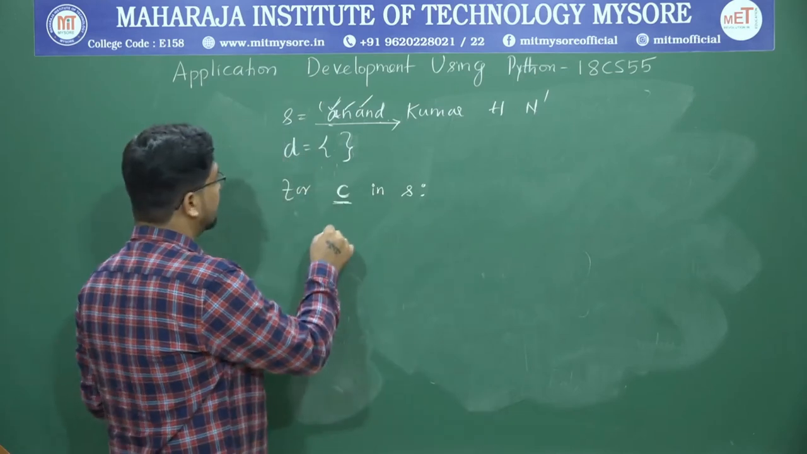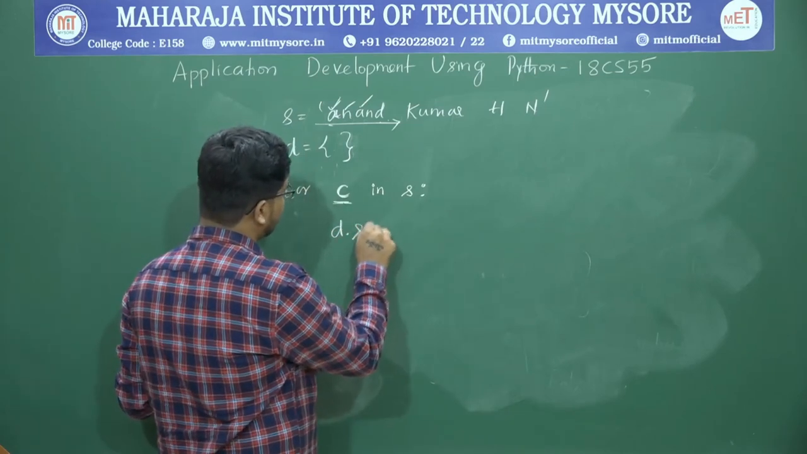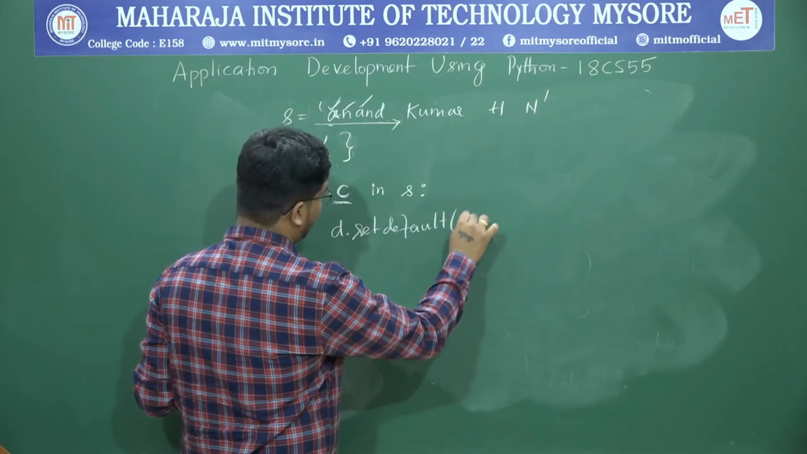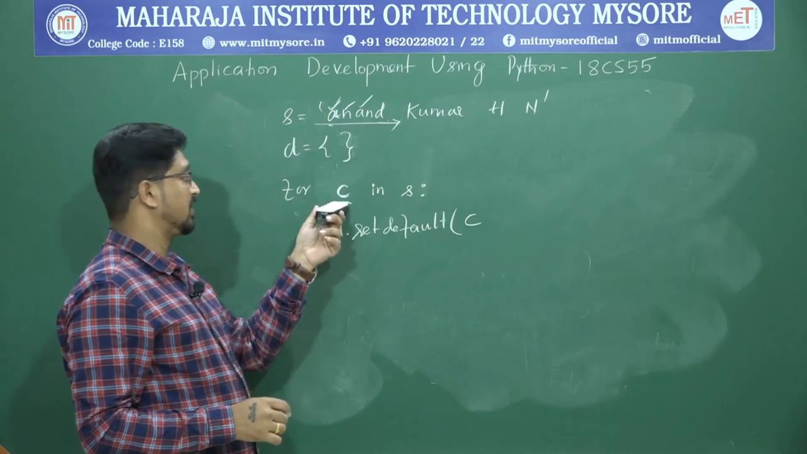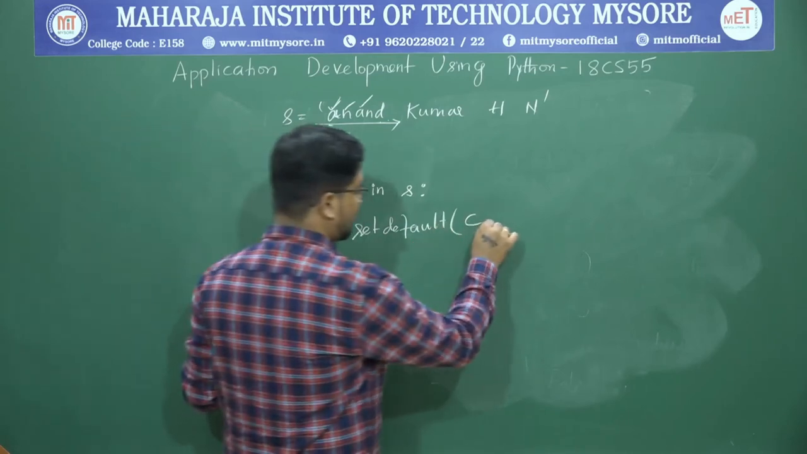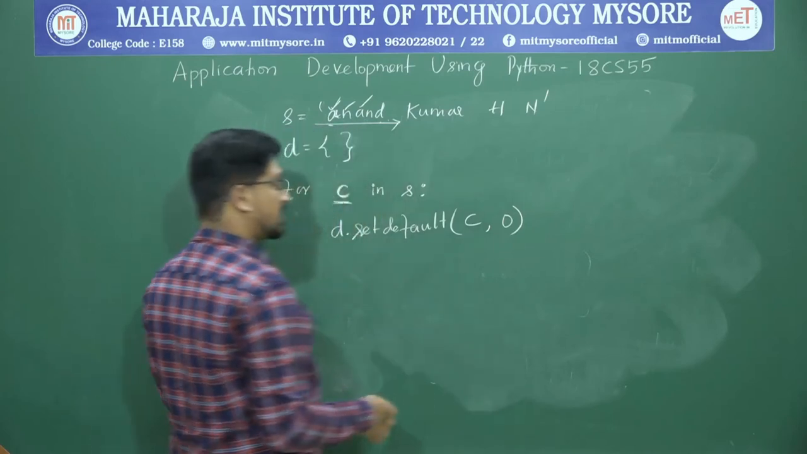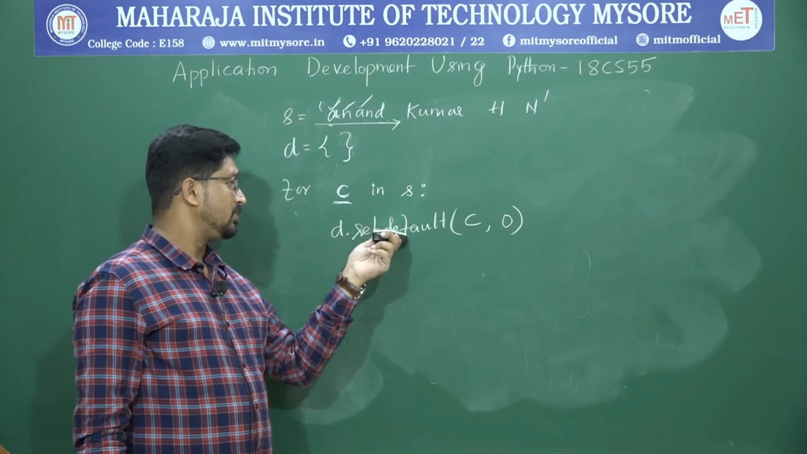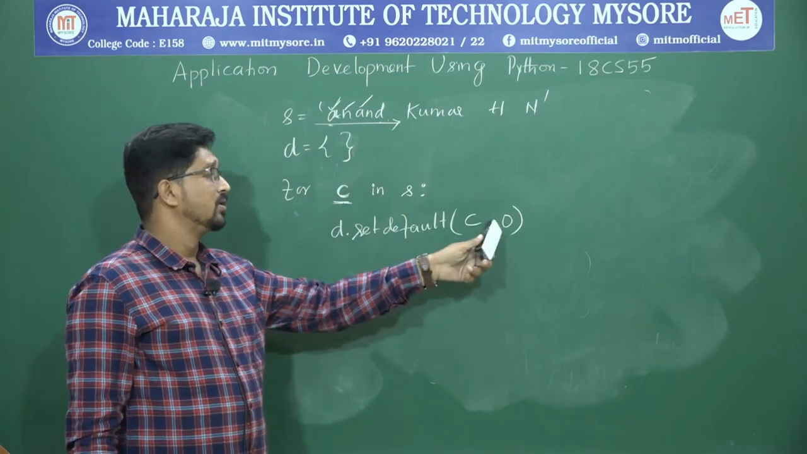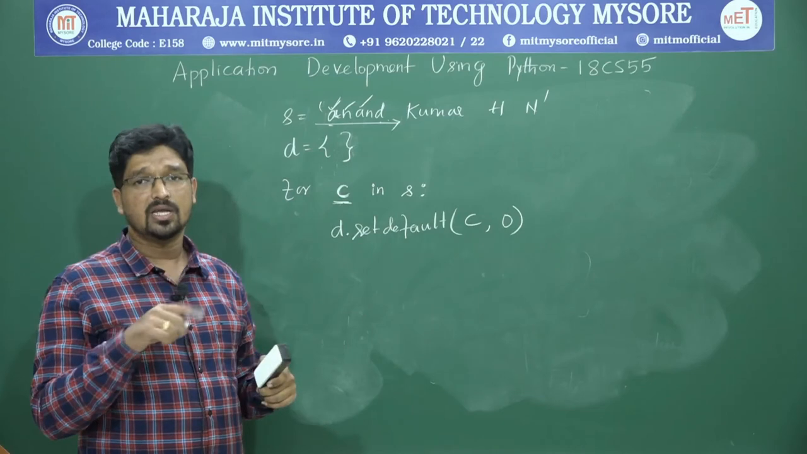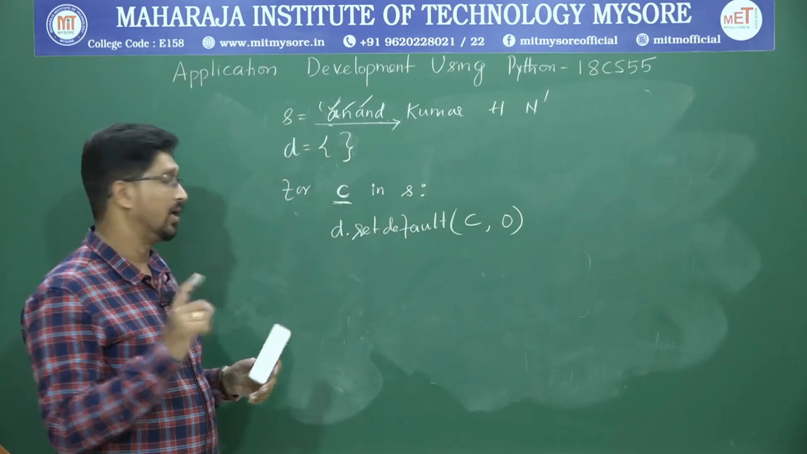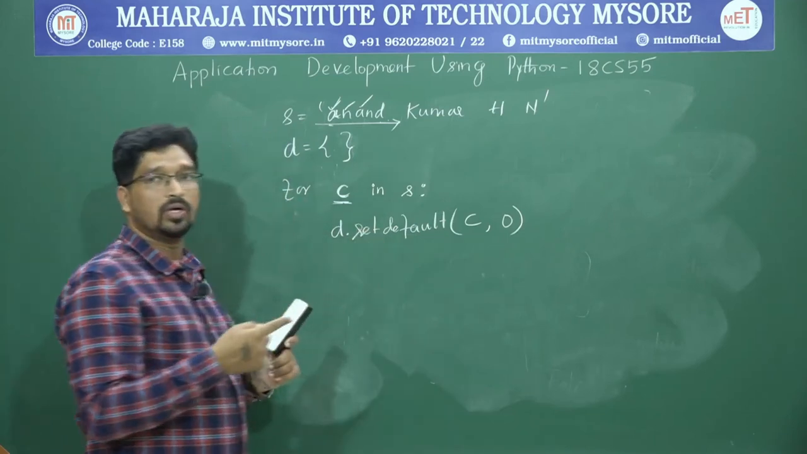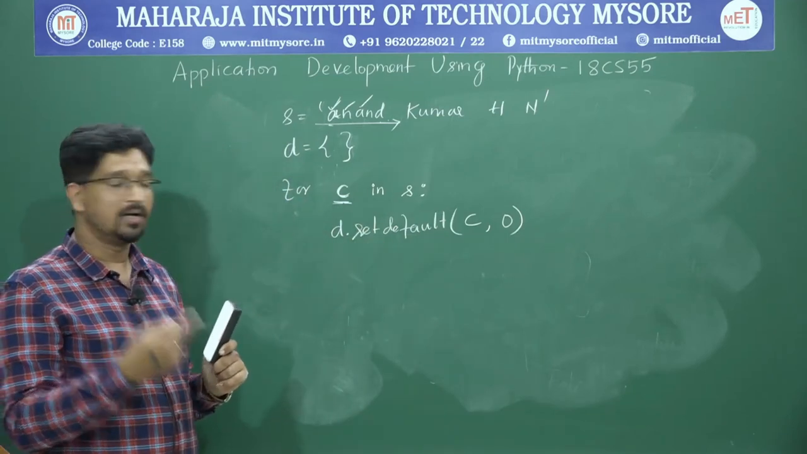Okay, for that what will I do? I will say d.setdefault of character C, that is variable C. What is the default value initially? If it does not exist, this is the value that gets set. So if the character does not exist, I will make the value 0. Then after setting the value as 0, I need to increment the value.